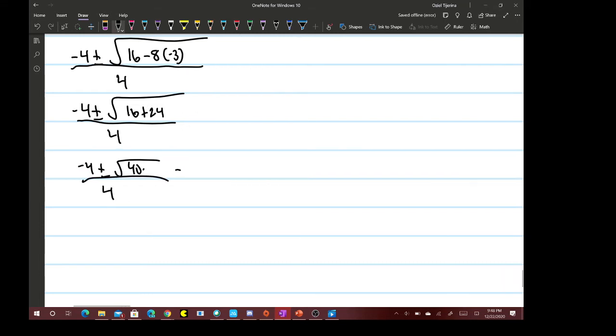And then what you have to do is you have to split 40 up into radicals that you can find the square root of. So the way that I would do this is you would say negative 4 plus or minus, and then you would try to factor the number 40. You would say this is 4 times 2 times 5. So then it would be all over 4.